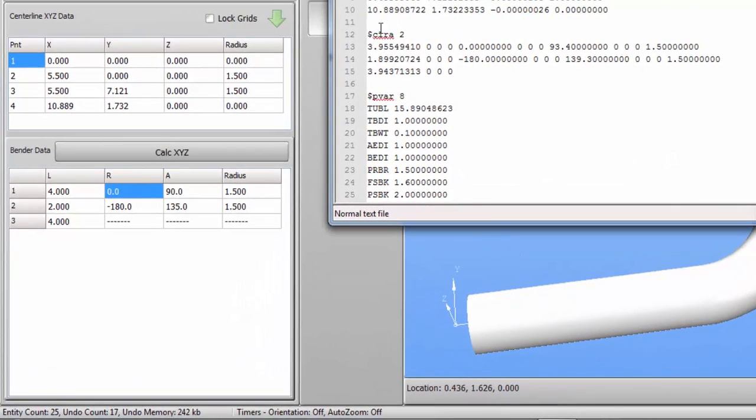Now let's compare the data. You can see that the length data is different. It's slightly shorter. Instead of 4, we have 3.95. The reason for this shortening is because straight lengths will give up material to the adjacent bends that are being overbent. So we also see here that the bend angles have changed from 90 to 93.4, or from 135 to 139.3.